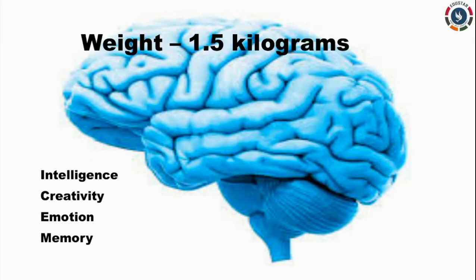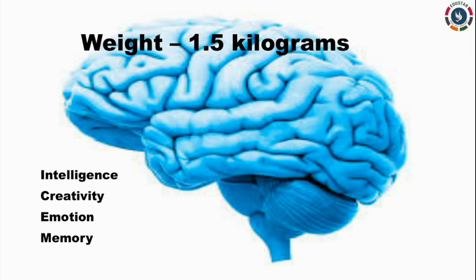What is the weight of the brain? Yes, dears, 1.5 kilograms. Students, the brain is made up of fat and water. It is protected by a bony skull. What do you mean by bony skull? A bony skull is nothing but a hard skull which protects our brain. Already we have learnt about the skull, isn't it? It is the very hard outer cover of the brain. This hard outer cover called the skull protects our brain.